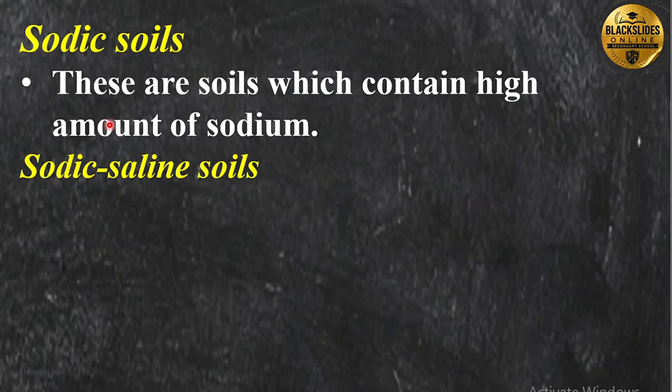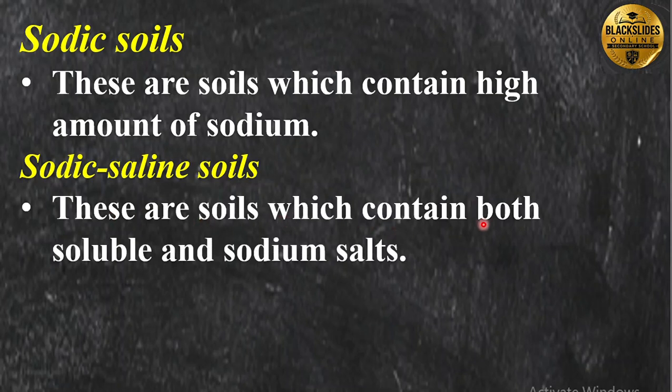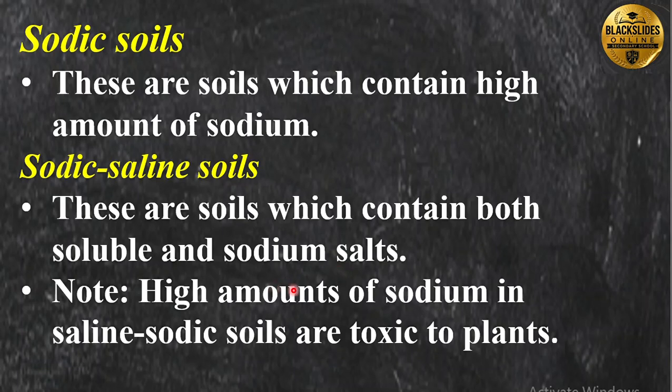A soil sample can also be considered to be saline-sodic, meaning that both sodium and soluble salts were found in such a soil. So these are soils which contain both soluble salts and sodium salts. Note that high amounts of sodium in saline-sodic soils are toxic to plants. In other words, they kill plants through loss of water. They cause plants to lose water by osmosis.